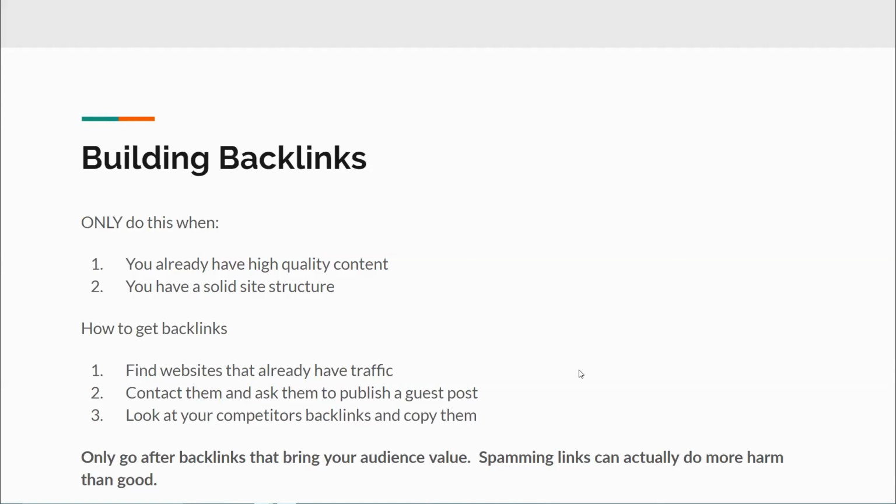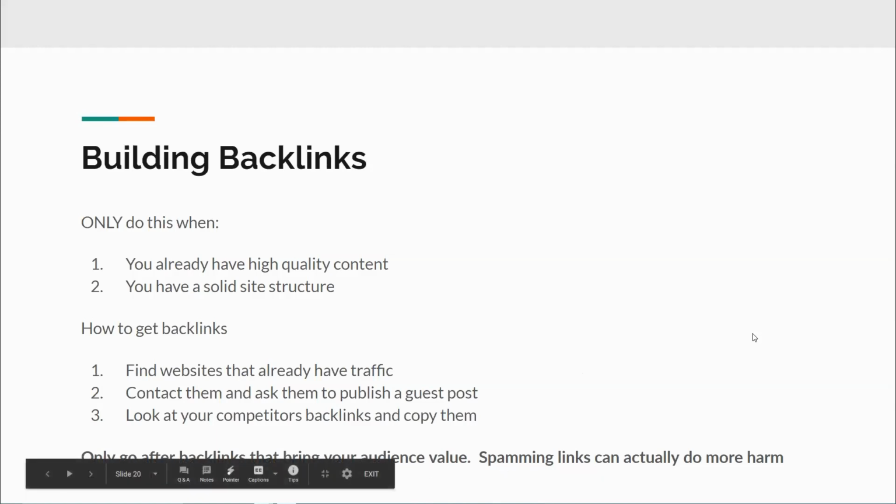You're giving the client value, you're providing that expertise, you're developing that relationship, and you have the high quality content to back it up. And again, don't spam links.